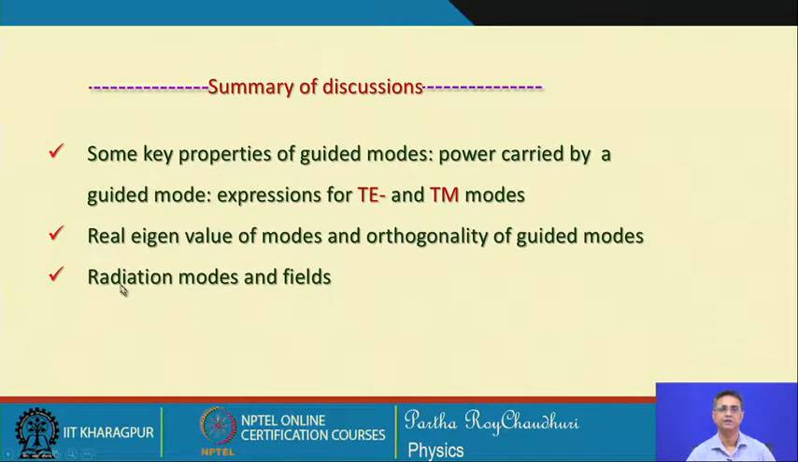Then another important aspect is the radiation modes. For guided modes, the effective index beta by k naught should be between n 1 and n 2, and otherwise we find a set of continuous modes, a continuum field distribution, representing the radiation modes.